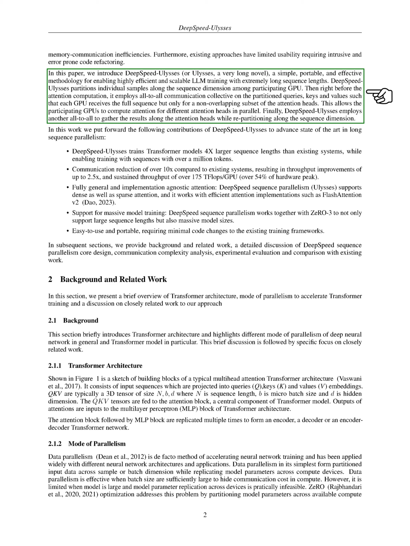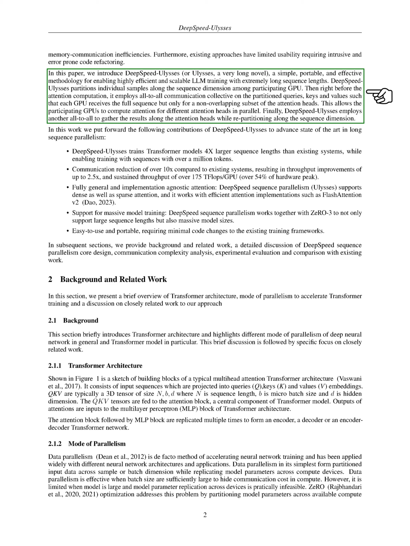DeepSpeed Ulysses offers several contributions to advance the state-of-the-art in long sequence parallelism. 1. It trains transformer models with sequence lengths 4 times larger than existing systems, enabling training with sequences with over 1 million tokens. 2. It reduces communication by over 10 times compared to existing systems, resulting in throughput improvements of up to 2.5 times, and sustained throughput of over 175 trillion floating-point operations per second, TFLOPS, per GPU, which is over 54% of the hardware peak.